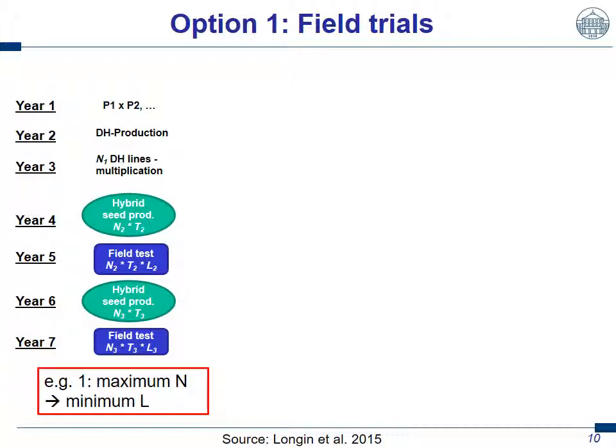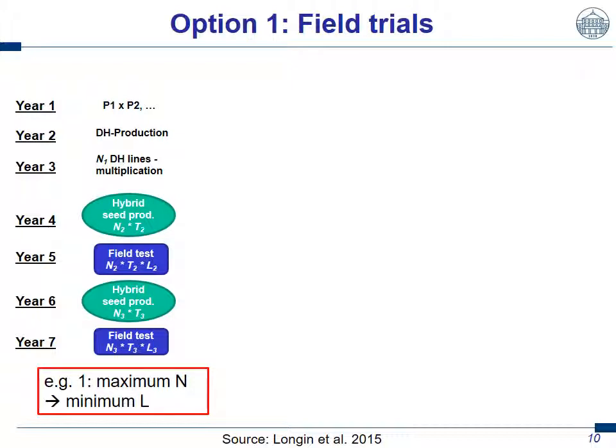That would mean, for instance, we run a breeding program like shown here, and we assume that we use the maximum number of lines at the expense of a minimum number of locations, because our budget is fixed.